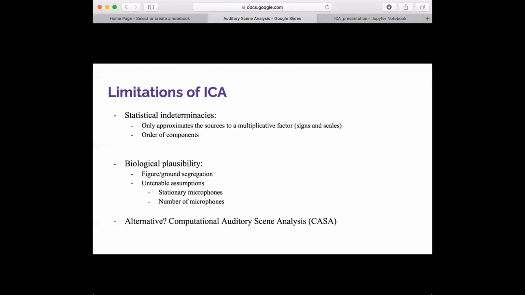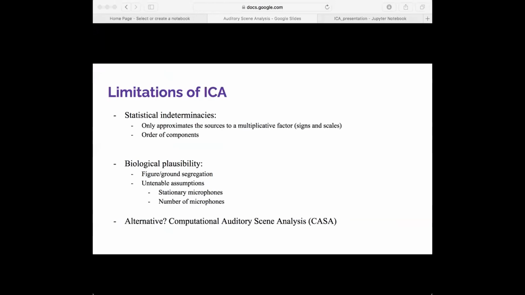There are also biological limitations, in that ICA is not a very biologically plausible model. The way human cognition works is that we do figure-ground segregation. The signal we want is the figure, whereas everything else is the background. But ICA aims to separate every single source signal. Further, it has untenable assumptions, such as the number of microphones, which in ICA should be as many as there are source sounds, which is not always possible in the human auditory system.